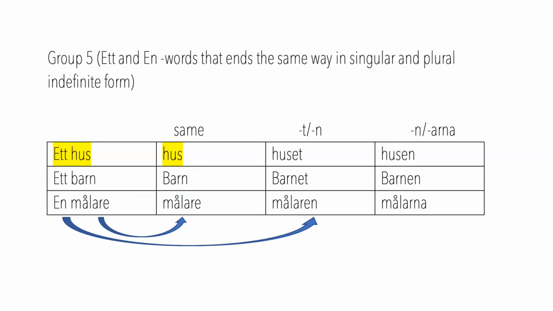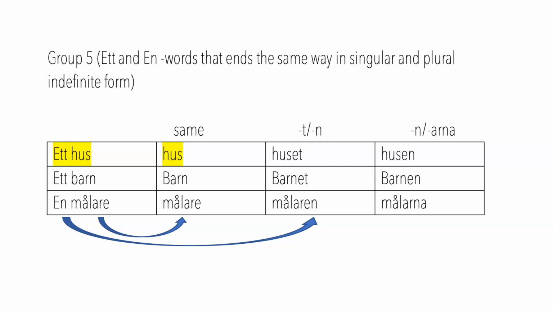Group 5 is quite easy too. We have both ett and en words in group 5, and the common thing here is that they end the same way for singular and plural indefinite form. Look at these examples. Ett hus, a house. Flera hus, several houses. That's the same. But it will differ here when we go to definite singular form and definite plural form.